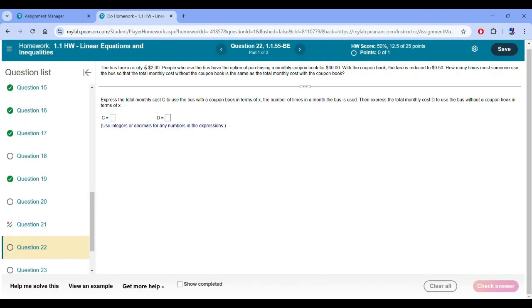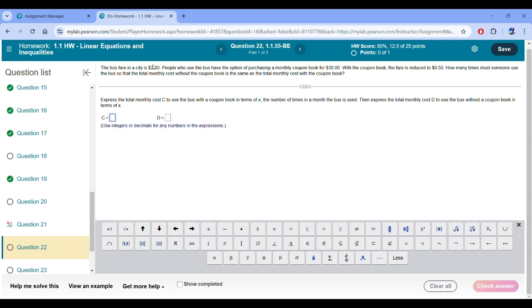A bus fare in the city is $2. People who use the bus have the option of purchasing monthly coupons for $30. With a coupon book, the fare is reduced to 50 cents. How many times must someone use the bus so that the total monthly cost without the coupon book is the same amount as the monthly cost with the coupon book? So, express the total monthly cost C to use the bus with a coupon book in terms of X, the number of times the bus is used. All right. So, what would the cost be? It would just be 2x.